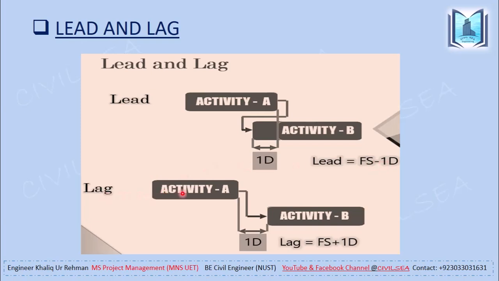And now lag. Activity A, this is the finish point of activity A and the start point of activity B. When activity A finishes, then due to some reason, site restriction or resource restriction, activity B could not be started and hence is delayed by one day. So the delay of one day is known as lag. Lag is equal to finish to start plus one day. So lag will have an impact on the project delay, and lead will have an impact on the project early finish.